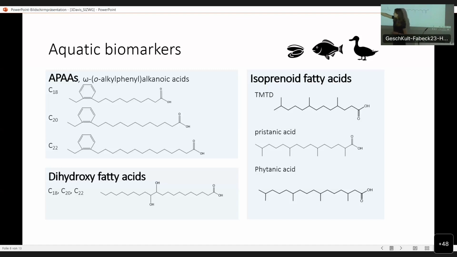This is where the double bond would have originally been. And it's these really long chain C22 compounds that are most diagnostic of aquatic products. You don't really get them in terrestrial animals. And then the last group is isoprenoid fatty acids. These are found in quite high abundance in aquatic products, and they've got a very branched structure, which makes them much more resistant to degradation. And TMTD is the most diagnostic of aquatic foods.